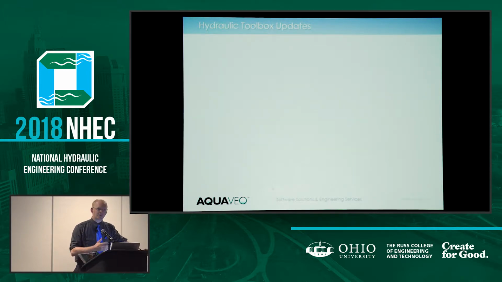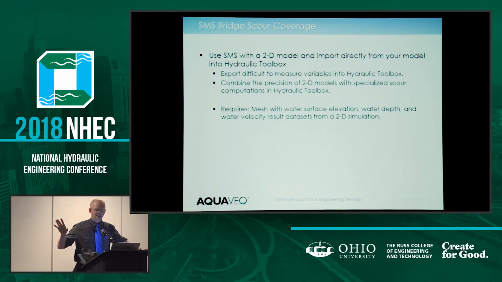Going to continue with our presentation slides a little bit, and we've been doing a little work with SRH and SMS. So we've added an option to be able to export information from SMS and bring it into Hydraulic Toolbox. This makes it easier to bring in some of the more difficult to measure variables into Hydraulic Toolbox. It allows you to combine the precision of a 2D model and be able to bring that into the specialized scour computations of Hydraulic Toolbox. What you're going to need is a mesh with a water surface elevation, a water depth, and a water velocity, with those being in data sets.